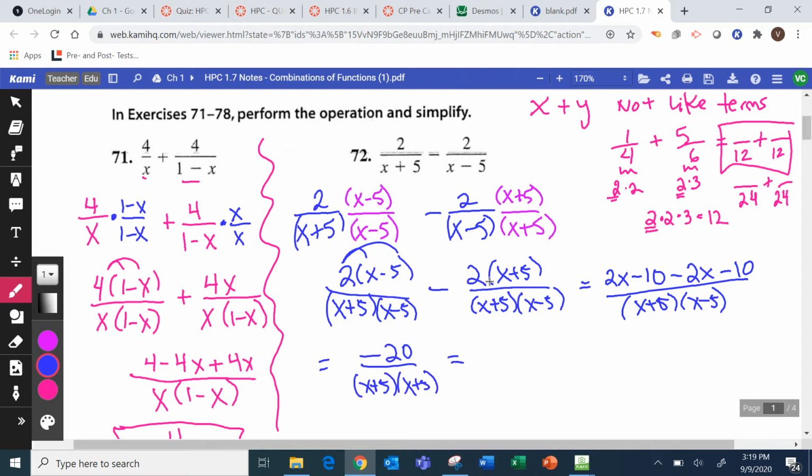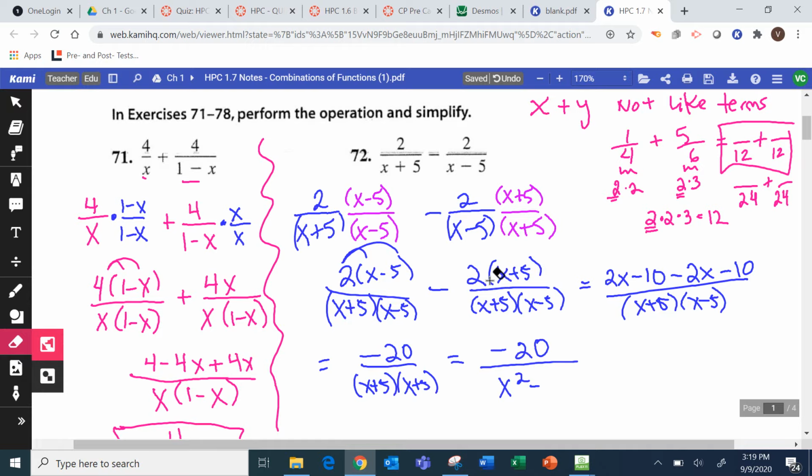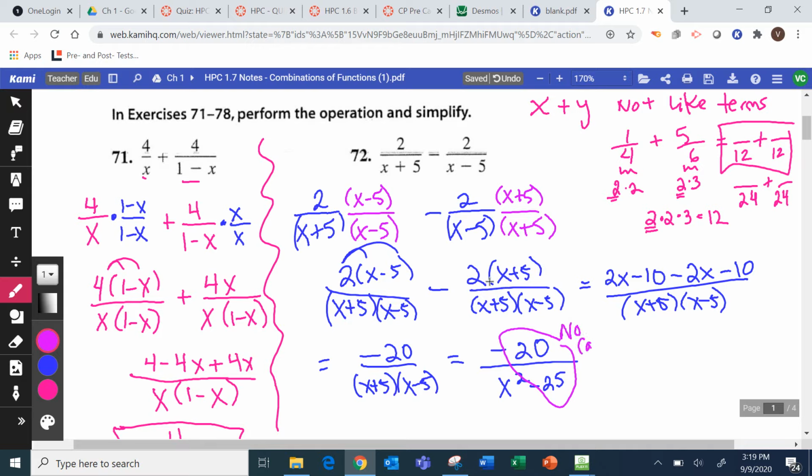Now, you do not have to go further than that, but sometimes people just automatically do it. So if you did multiply the denominator out, you would get, oops, I have a mistake in my denominator. There we go. If you did multiply the denominator out, you would get x squared minus 25. And the reason why I did that just now, I wouldn't do it. The reason why I did it is because I want to talk about canceling. You cannot cancel a 5.